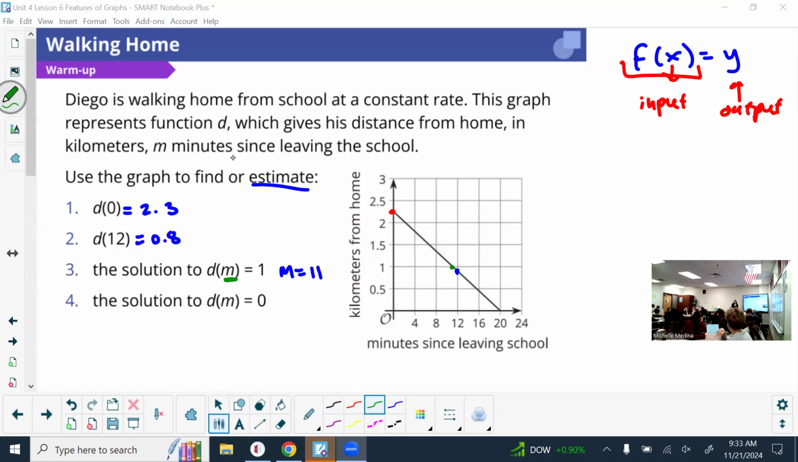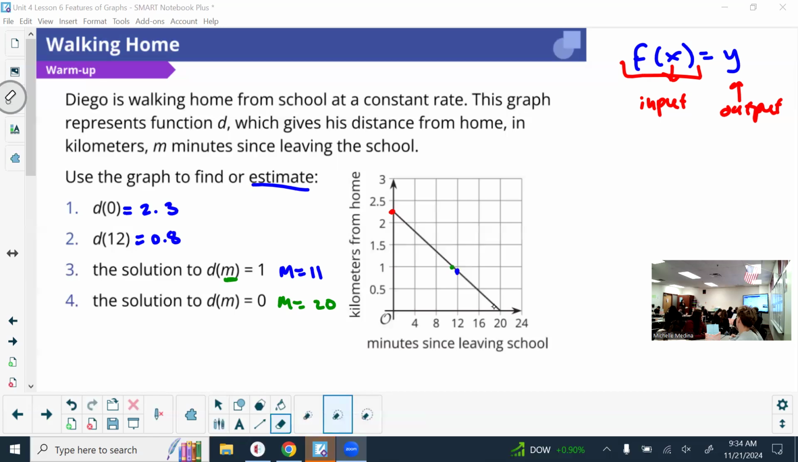But yeah. Table 4, what about the solution to d of m equals 0? All right, so class, is this 0 an input or an output? Output because it's not in the parentheses, so find out where your y is and identify the x when the output is 0. And yeah, that one is 20 exactly, so this is right on the grid. So nice, quick, easy warm up.